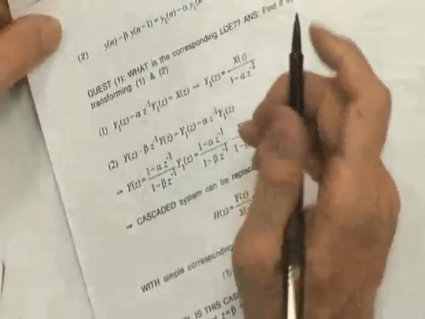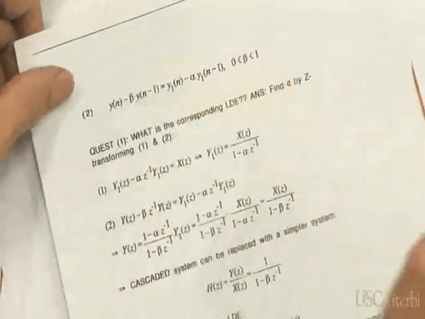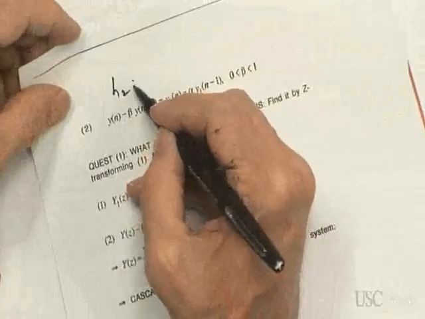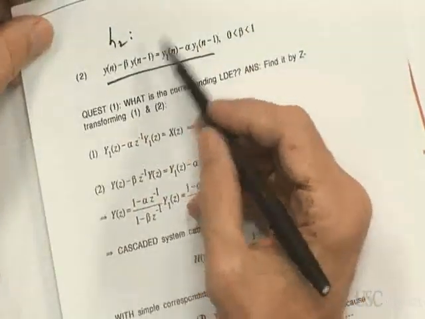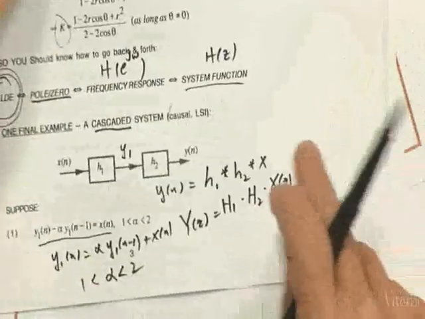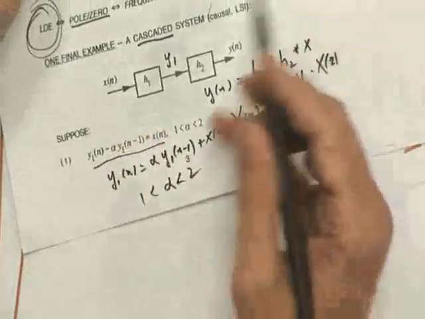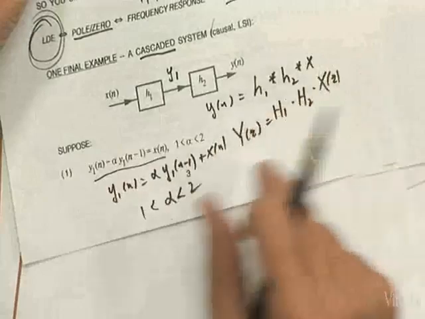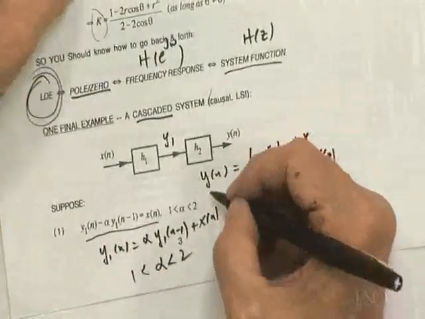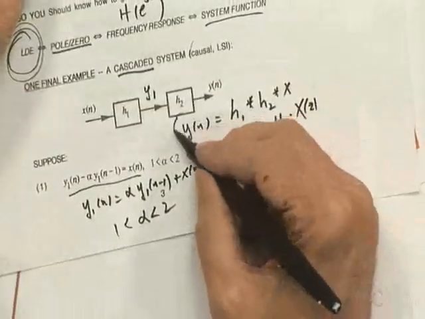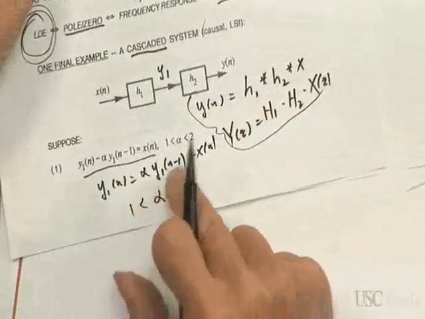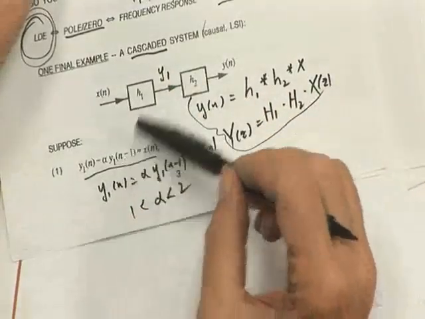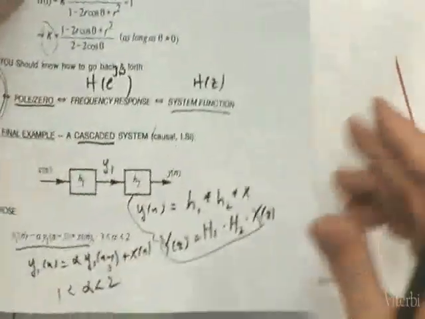Here is the difference equation for H2. I'm sorry, the previous one is a difference equation for y1, because y1 is the output from H1. I should have said that. So y1 is the output for this system, H1. So this is a difference equation for this system H1.